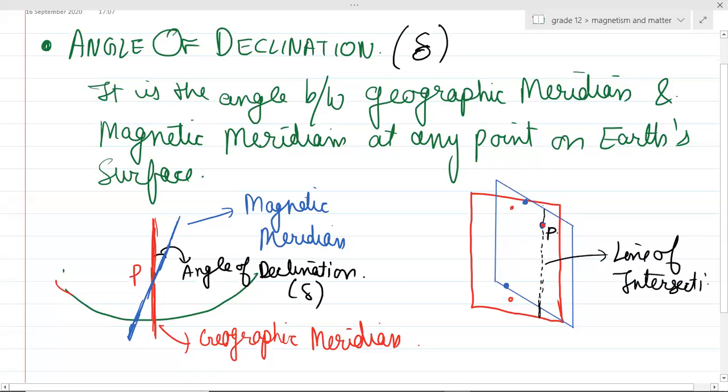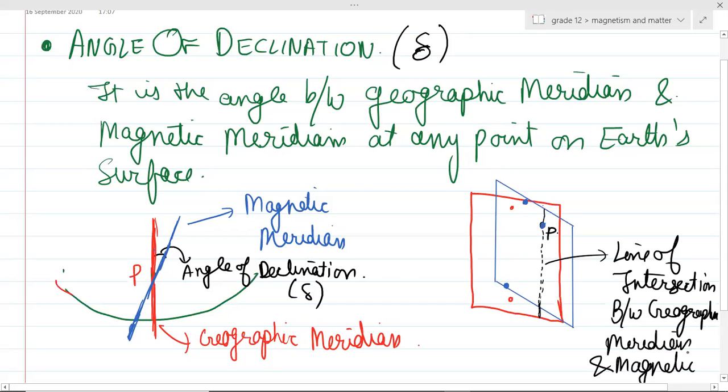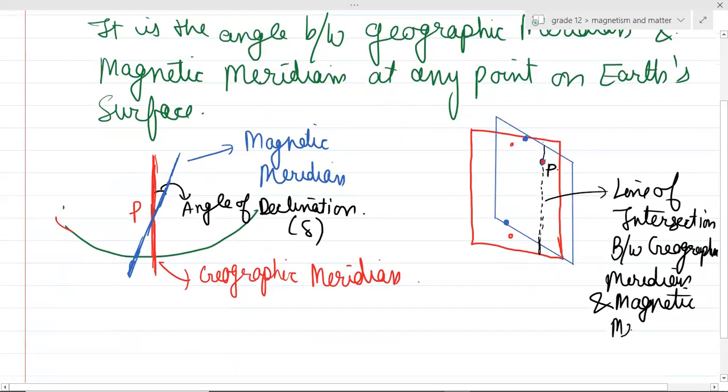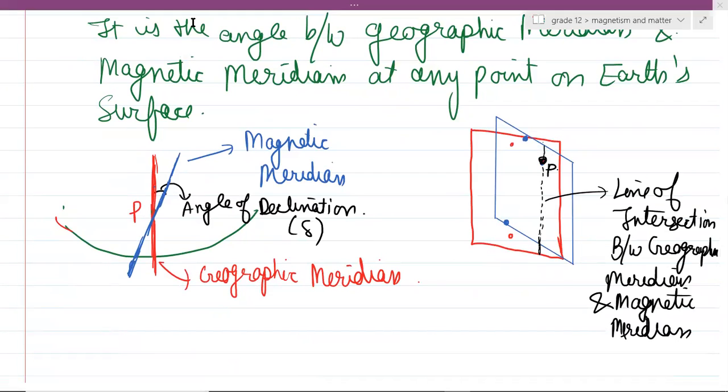It is a slightly 3D diagram, try to understand the line of intersection between the geographic meridian and the magnetic meridian. Can you see point P is lying on the line which is common in both of them? Or let me just copy a diagram from the internet. Two planes intersecting in a line.